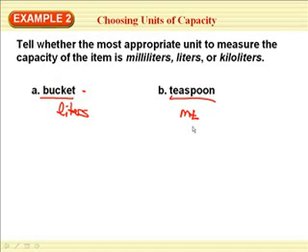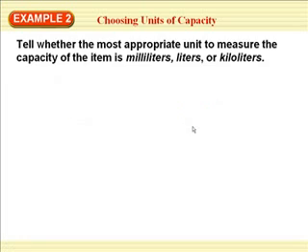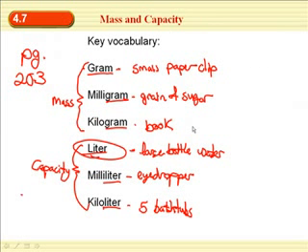And I probably should go back. You know what I'm going to do? Let's go back to these, because sometimes we see the abbreviations, and I didn't put the abbreviations for them down. Gram is just a G. Milligram is a small m and a big L.